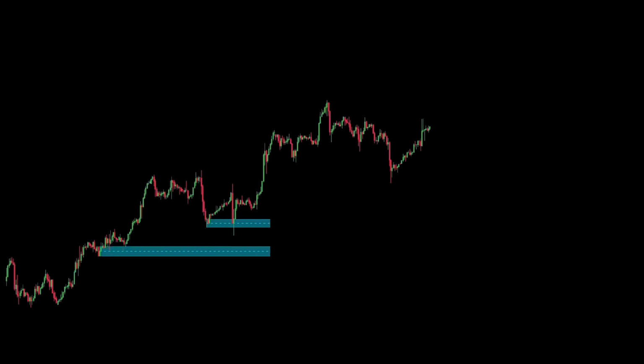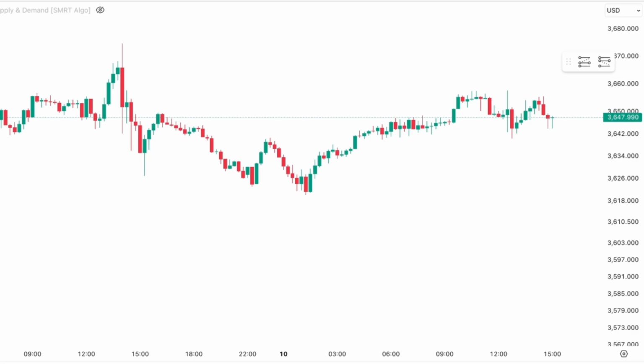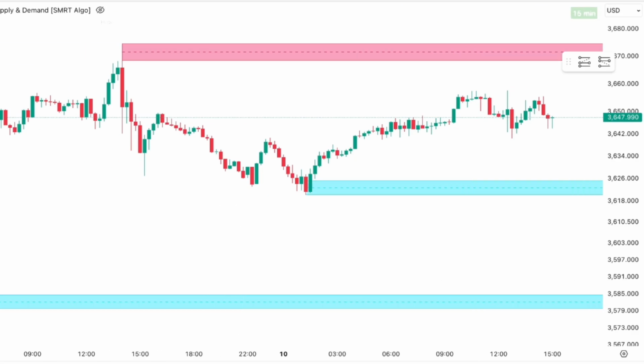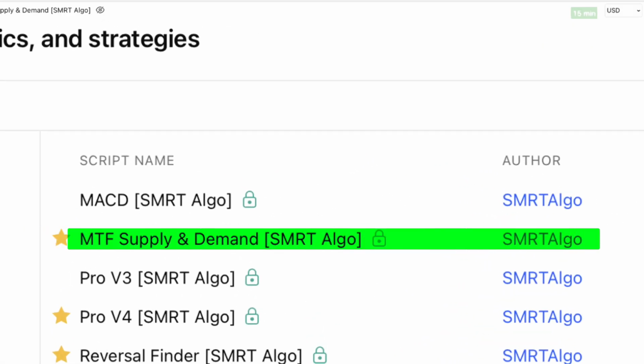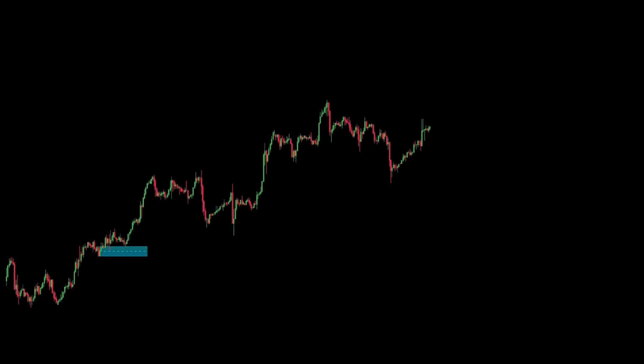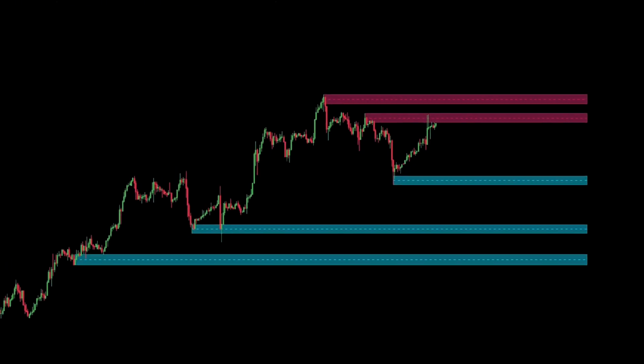But what if I told you that many of those reversals actually come from hidden supply and demand zones on different time frames that you just didn't see? That's why, today, I want to share with you an indicator that has completely changed the way I trade supply and demand, the Multi-Timeframe Supply and Demand Indicator by Smart Algo. Trust me, this tool makes spotting key zones so much easier and way more accurate.